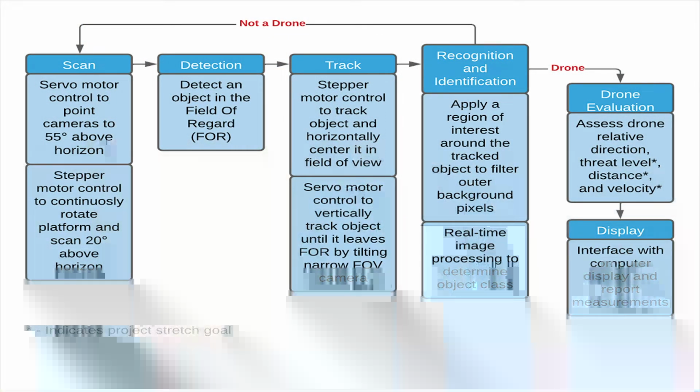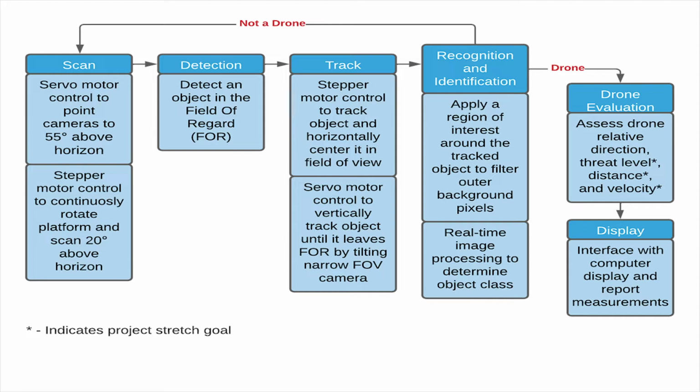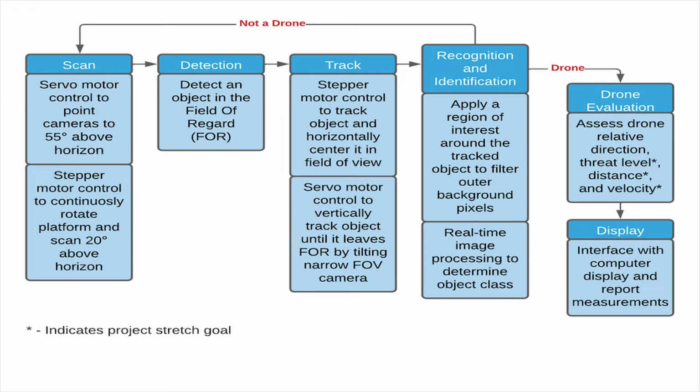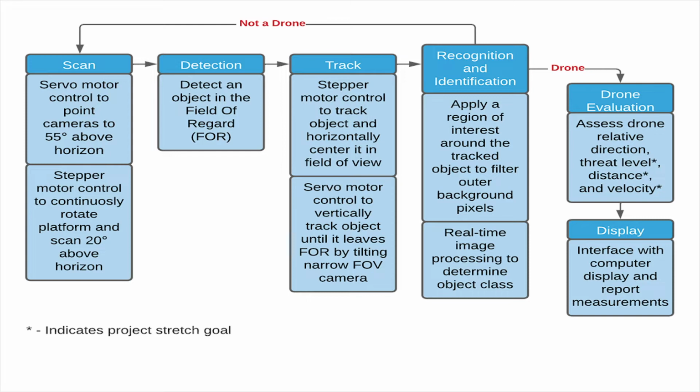Upon startup, the system automatically begins scanning, with the cameras continuously rotating on the platform. When an anomalous object is detected in the sky, we move through the detection stage. In the tracking stage, the rotation and tilt motors automatically adjust to keep the object in the center of our view. Once this happens, the recognition stage activates, and the software determines whether the object is a drone or not through our trained recognition model, which is the key component to our project. If the object is not a drone, the system will revert to the scanning stage. If the object is a drone, we will enter the evaluation stage, and the assessed drone direction, threat level, and velocity will be reported to the user in the display.